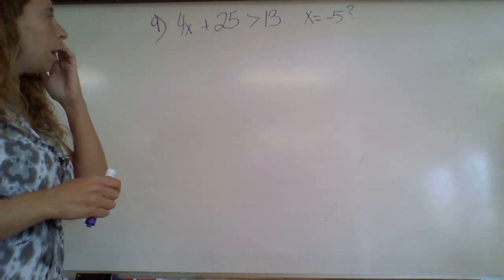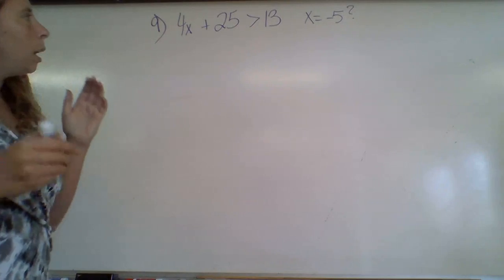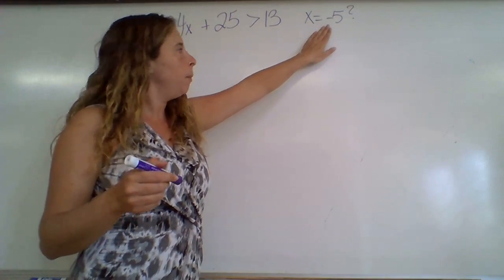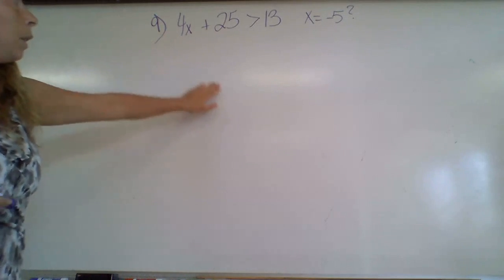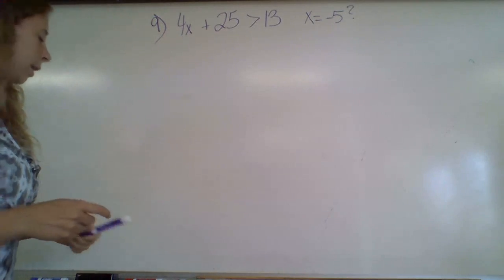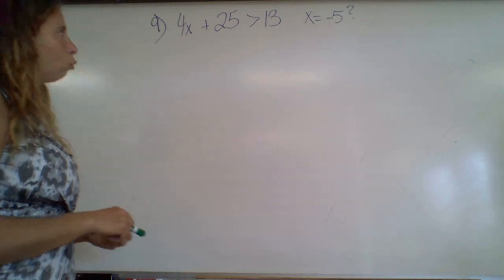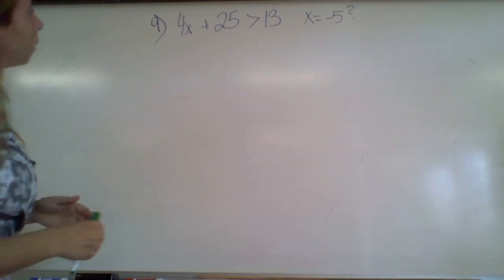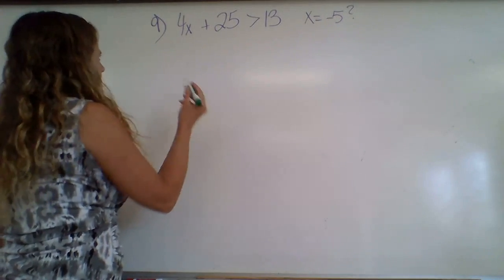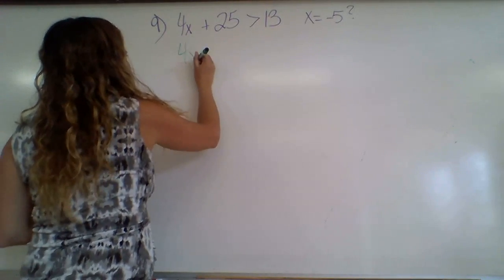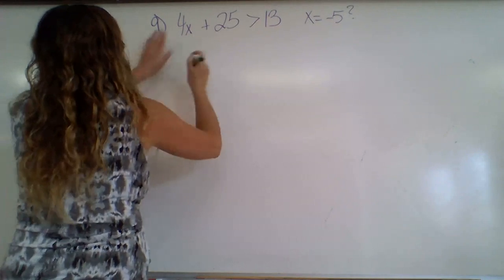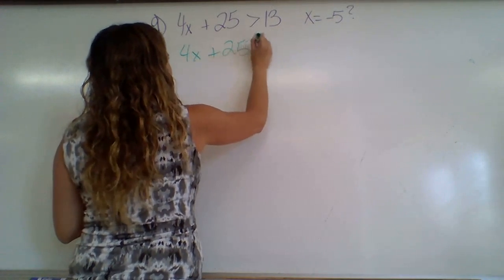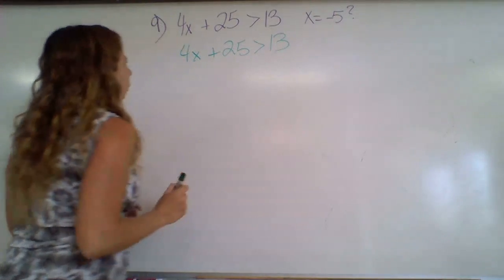Okay, so you can plug this in and see if your inequality is true, or you can just solve for x. I guess I'll do both things. I'm gonna solve for x, and then I'll do it the other way. So 4x, oh wait, sorry. Actually, yeah, I'll write it. 4x plus 25 is greater than 13.